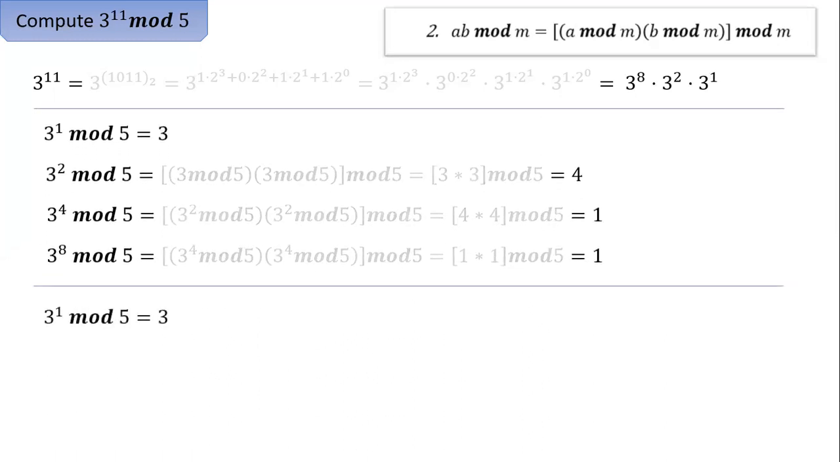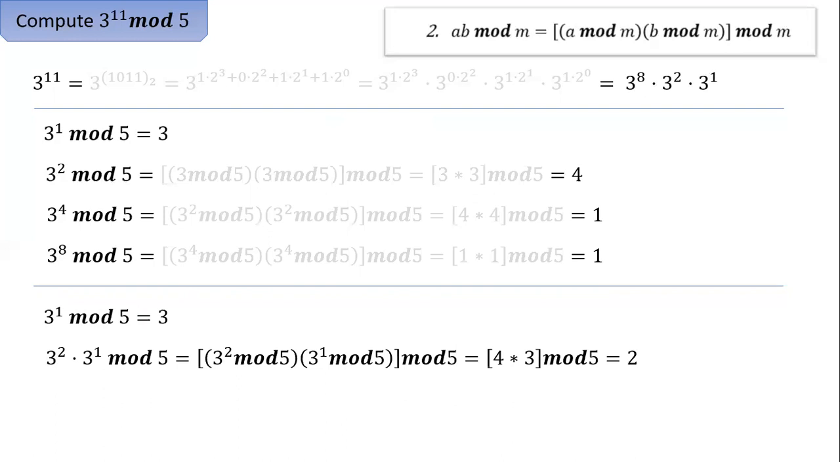So I have the results that I need. 3 to the first mod 5, 3 is 3. 3 squared mod 5 is 4. 3 to the 4th mod 5 is 1. 3 to the 8th mod 5 is 1. So start again with that 3 to the 1st mod 5 equal 3. Recall, 3 to the 11th is 3 to the 8th times 3 squared times 3 to the 1st. All of this was to calculate 3 to the 11th modulo 5.